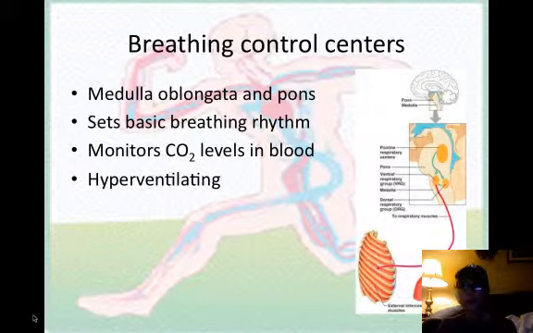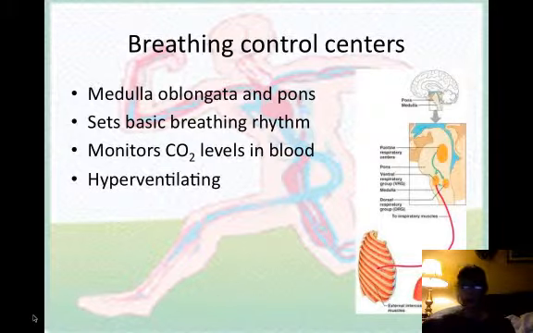Breathing control centers are located in 2 regions of the brain, the medulla oblongata and the pons. They set the basic breathing rhythm and they monitor CO2 levels in the blood, not oxygen. Hyperventilating actually tricks the breathing center. Excessive deep breathing rapidly purges the blood of a lot of CO2.